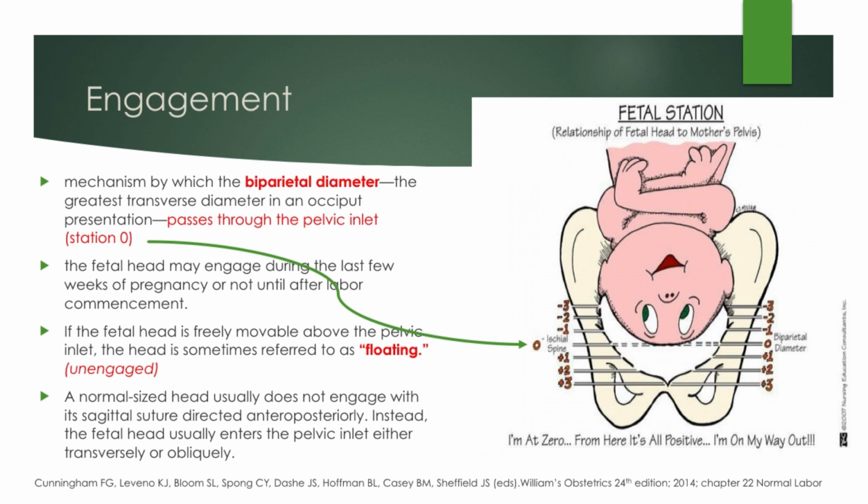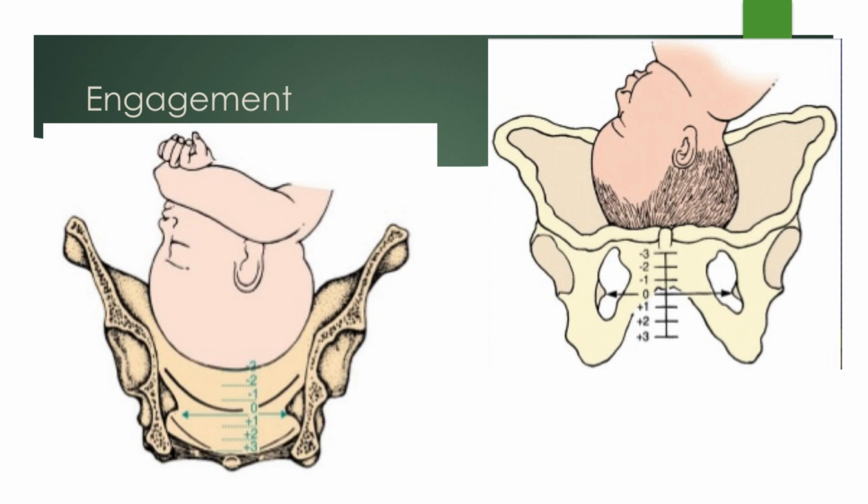The fetal head may engage during the last few weeks of pregnancy or not until after labor commencement. If the fetal head is freely movable above the pelvic inlet, the head is sometimes referred to as floating or unengaged. A normal size head usually does not engage with its sagittal suture directed anterior-posteriorly. Instead, the fetal head usually enters the pelvic inlet either transversely or obliquely. Again, just to emphasize, the level of the ischial spines is station 0.